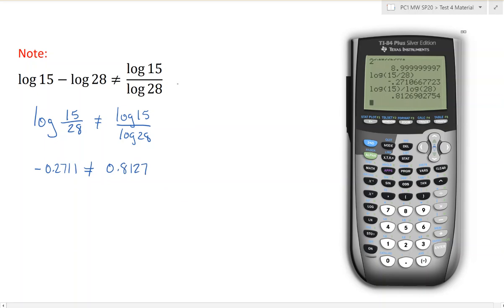This comes from, if you wanted to, you could rewrite this as the log base 28 of 15. So it's the log of the original argument divided by the log of the original base. That's change of base formula. This is your quotient property. So do not confuse those two. Those are not equivalent.